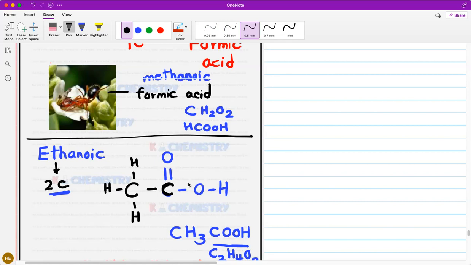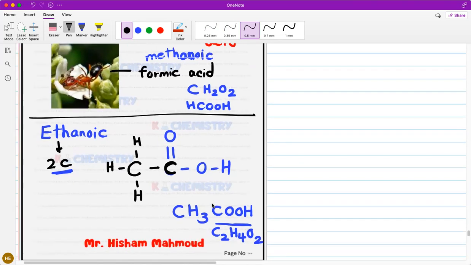Then our C double bond O and OH, as we learned how to draw the structural formula. CH3 carbon is attached to C2. This is the first carbon, the black one, and this is the green one, it's attached to OOH. Molecular, you don't know anything, just the numbers, C2H4O2, doesn't tell you anything. You won't even recognize that this is an acid from the molecular formula.